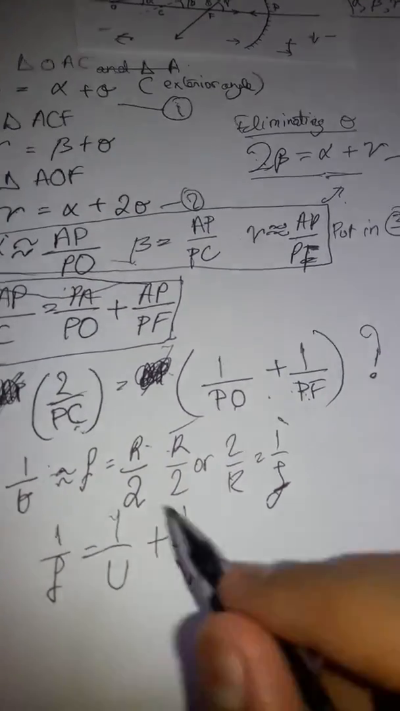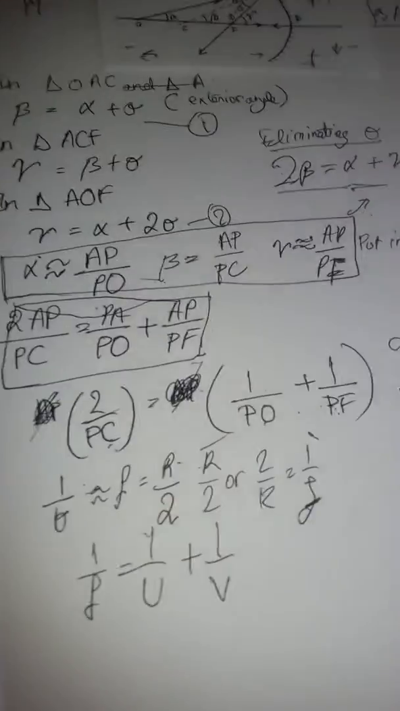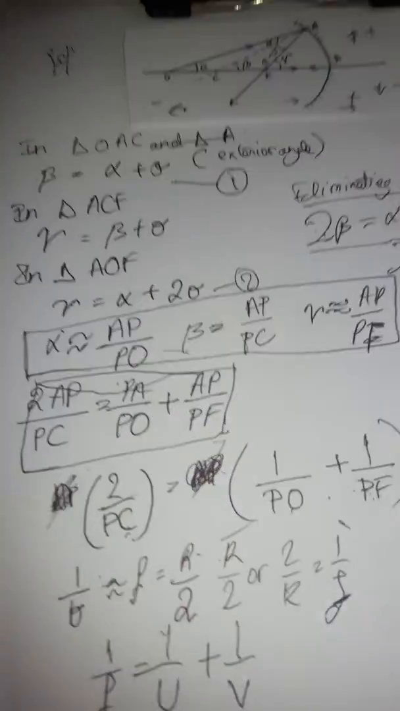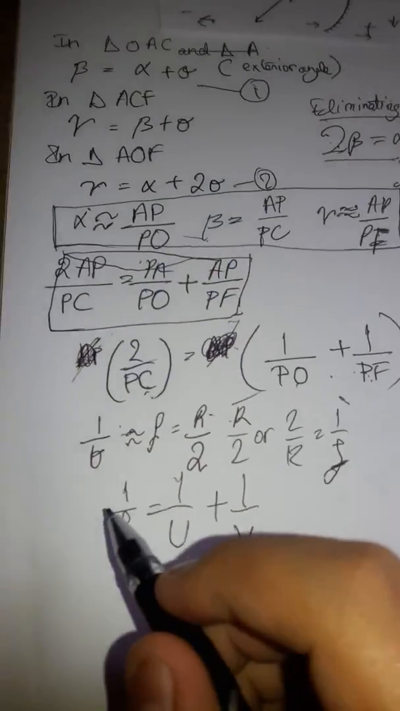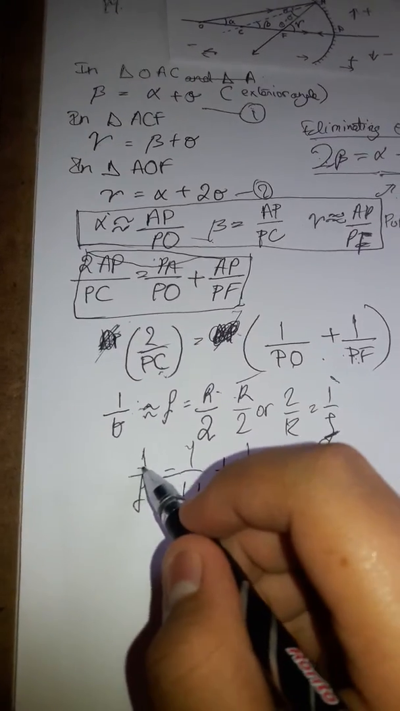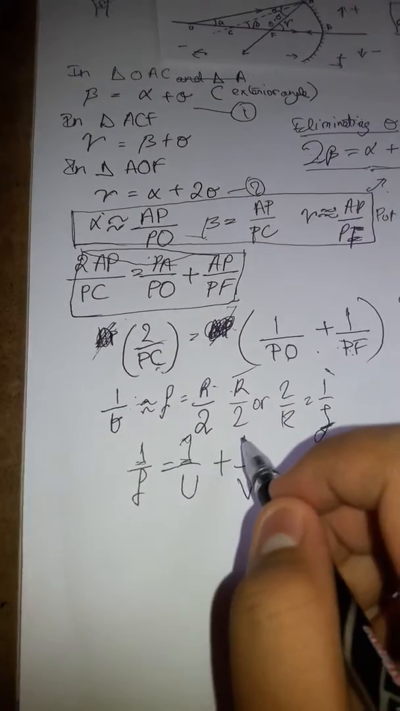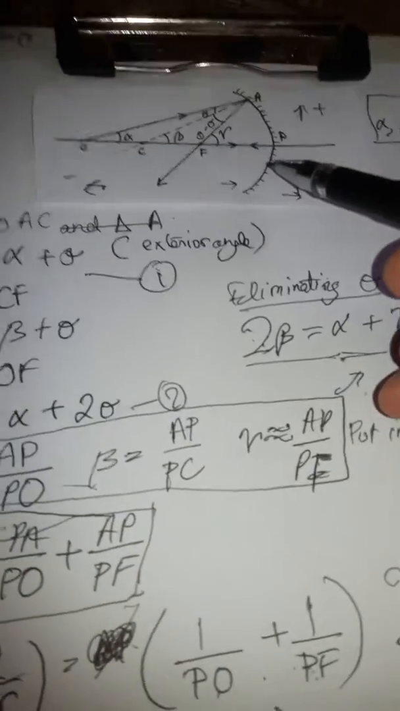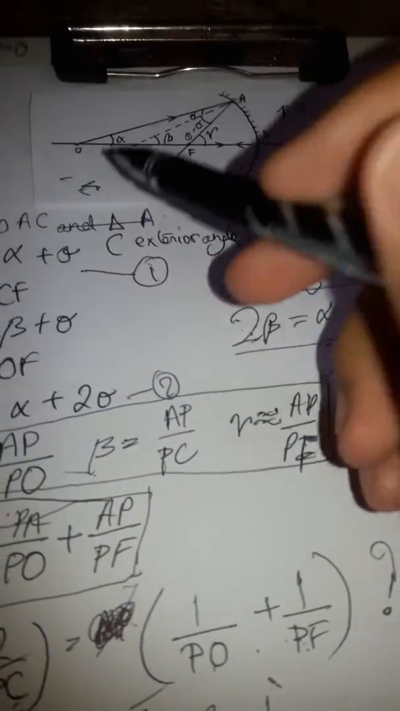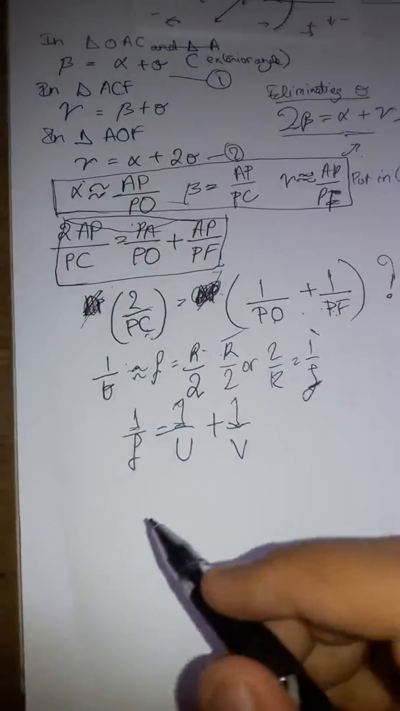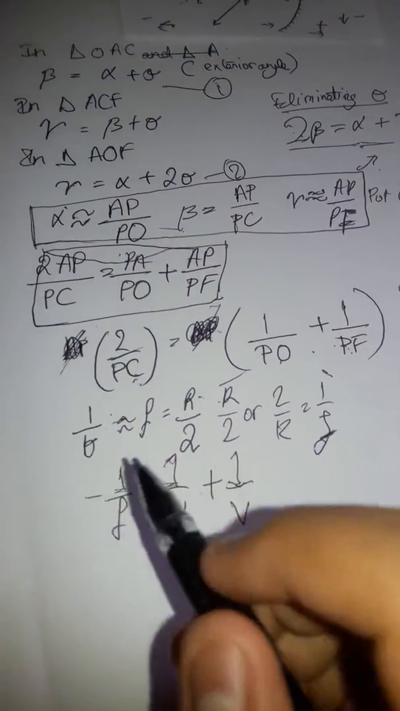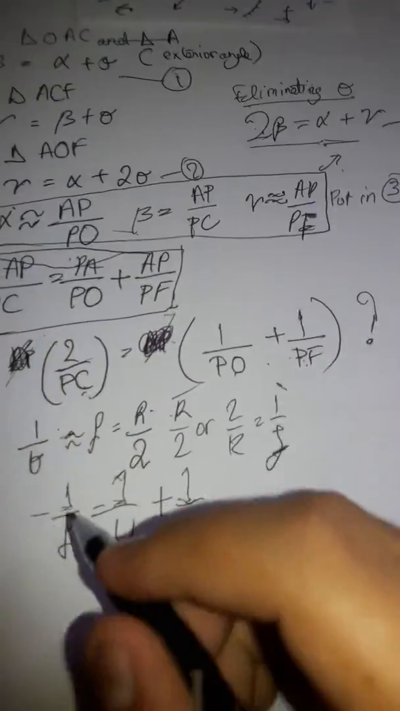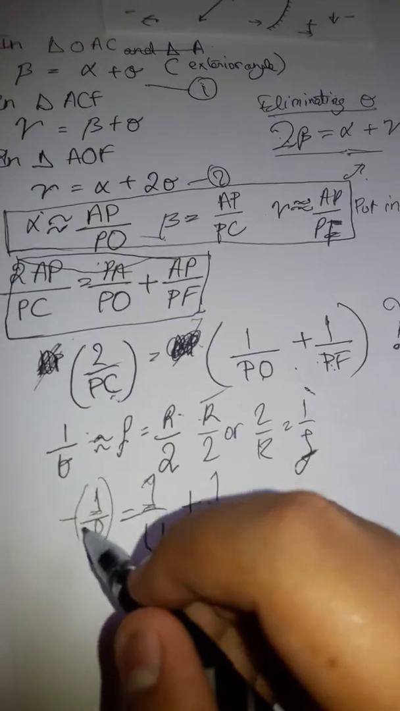But this is not the end, guys. The only end comes when you take the correct steps. This is not the correct step. This is the wrong step. The correct step we should take is that we know f is towards minus. This is minus. We take this in brackets because we're going to cancel it anyway.